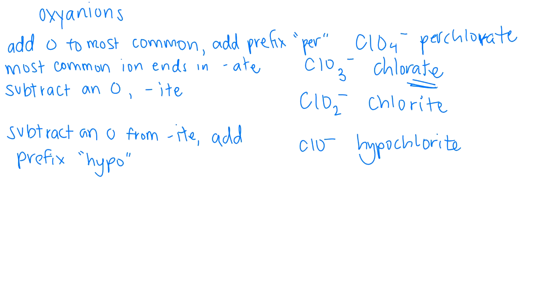One other thing I want to point out to you is that even though we're changing the number of oxygens, our charge does not change. So again, if you know the -ate, you know the charge of all the rest of them. The only thing that is changing is our number of oxygens here. So those are the rules for oxyanions. Let's see what happens if we add a hydrogen to an oxyanion.